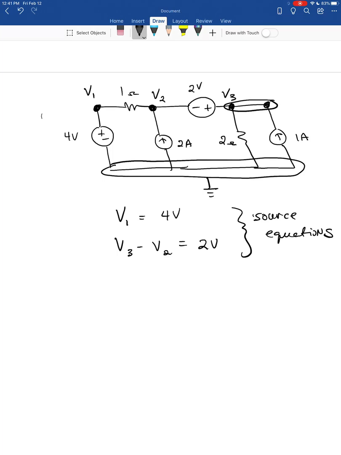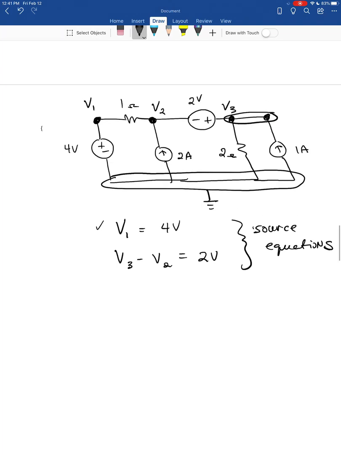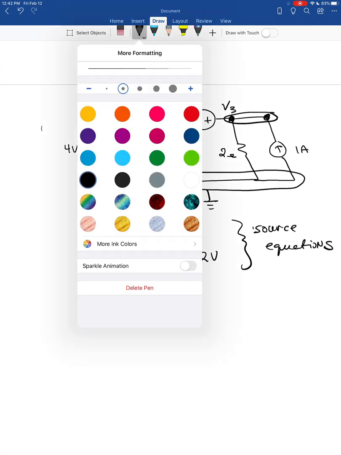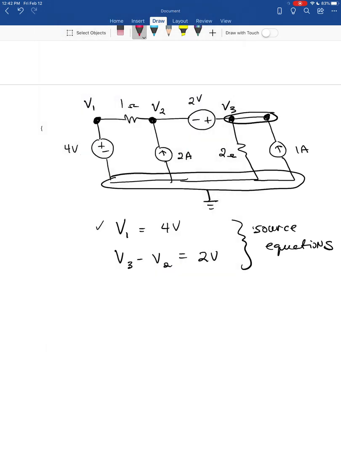So the question then is, if I'm going to use the node voltage method, we know for sure I don't need a node equation at node 1. And we know that there's a relationship between node 2 and node 3. So what do I do with this voltage source? First of all, I'm going to show you the kind of awkward way to do this.